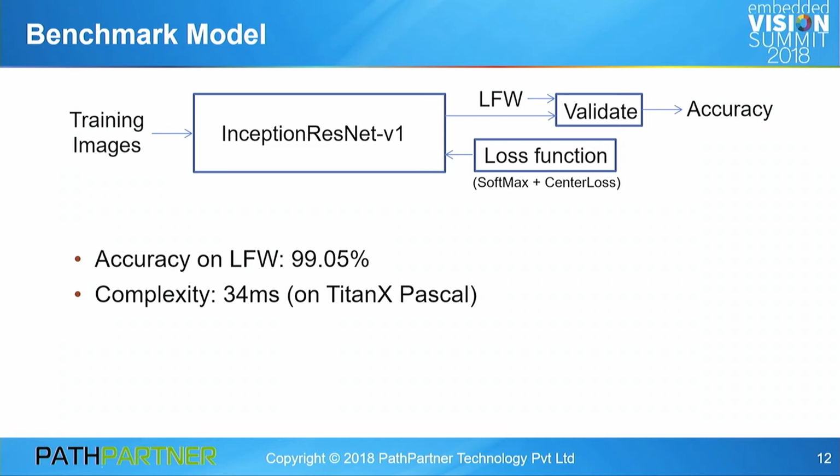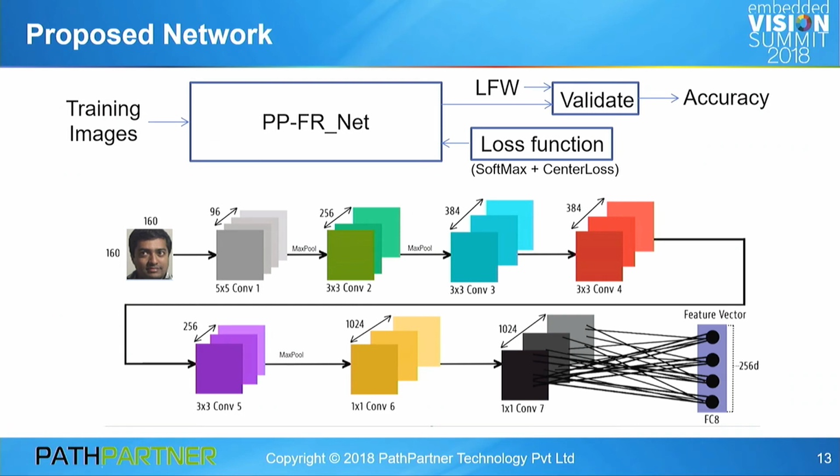That's the question. So now we introduce our network, PPFRNet, which has just 7 convolution layers and then 1 fully connected layer, where the first one is a 5x5 convolution layer, the last 2 are 1x1 convolution layers, and the rest of them are 3x3 convolution layers. And as you observe, we have defined our feature vector over a fully connected layer, which is of 256 dimensions.